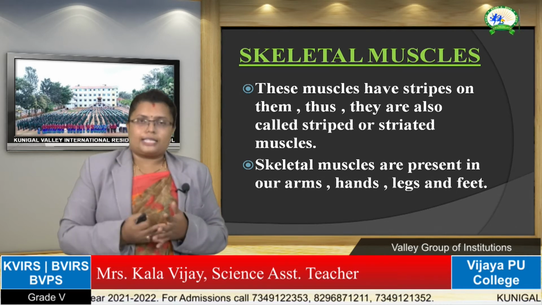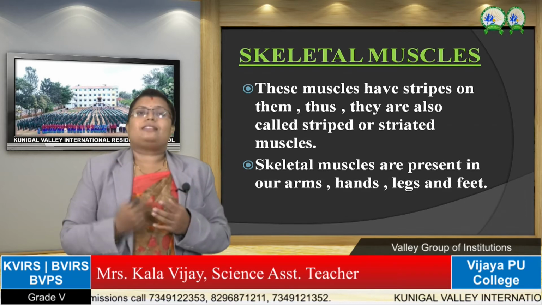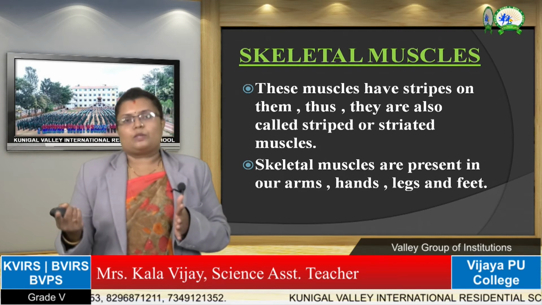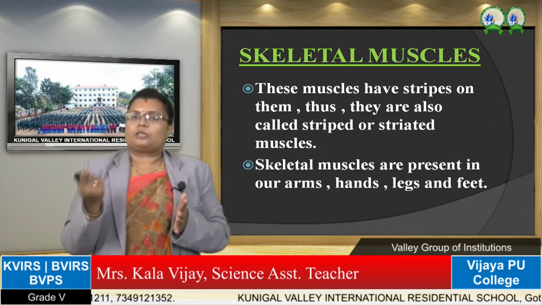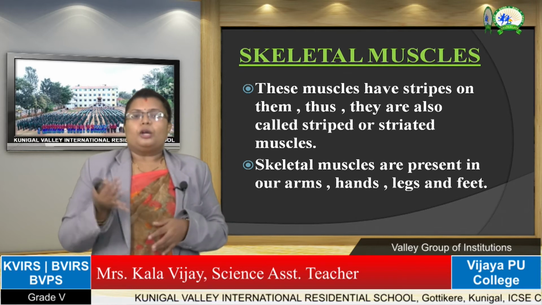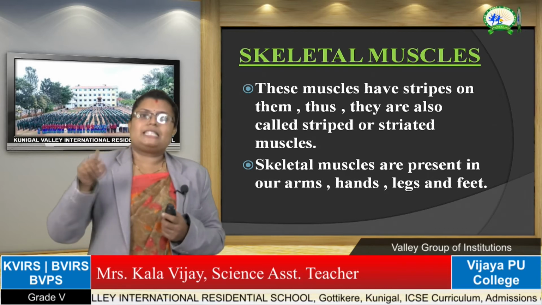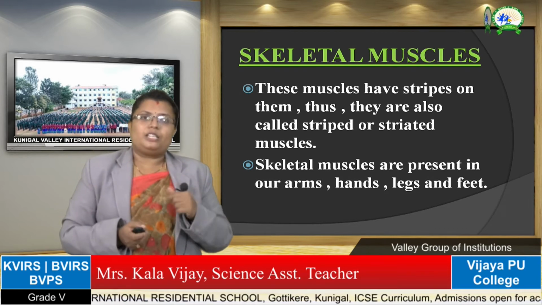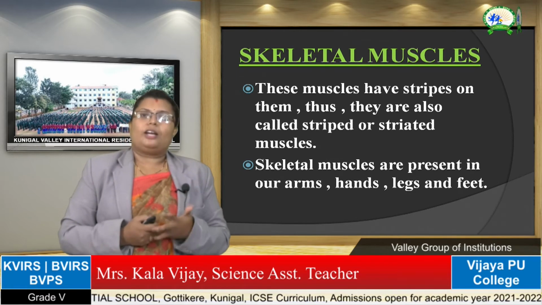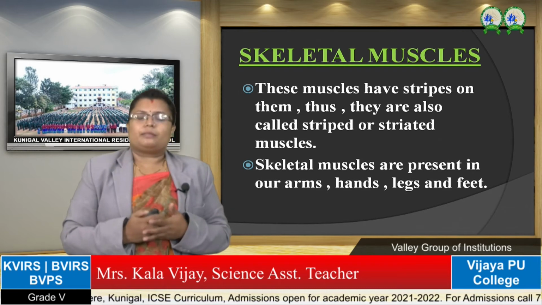So these skeletal muscles are also called striped or striated muscles. Skeletal muscles have one more name, striated muscles or striped muscles. So why is it called so? Because these muscles have stripes on them. Stripes means lines. Yes, they have lines on them, and so they are called striped muscles or striated muscles. So this is about the skeletal muscles, children.